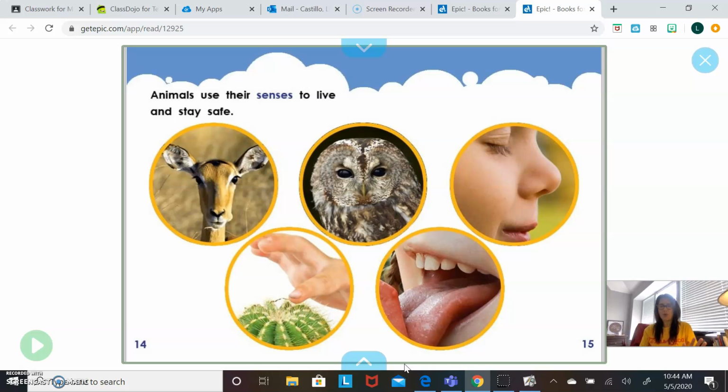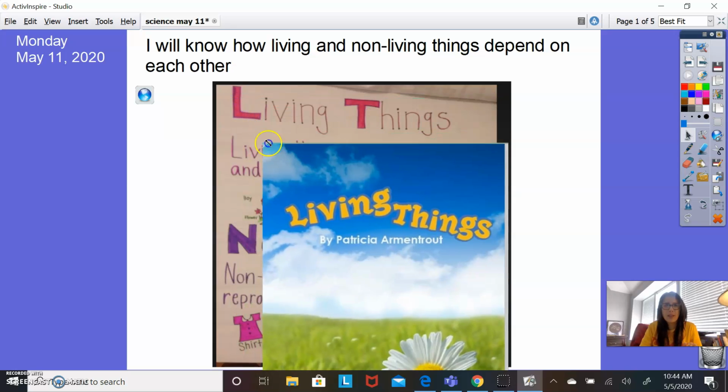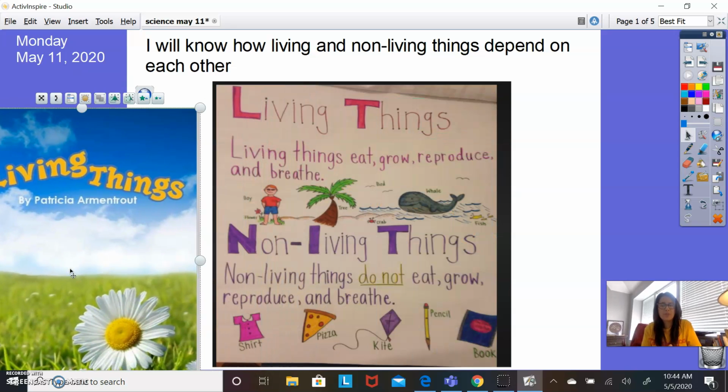So we're going to stop here in the book. We're going to come back to this book maybe next week, but we're going to stop here and let's go back to our slide. And so I wanted to start with this book about living things. Now I'm going to move this out of the way, and here's our chart, just to review what we talked about in the book.